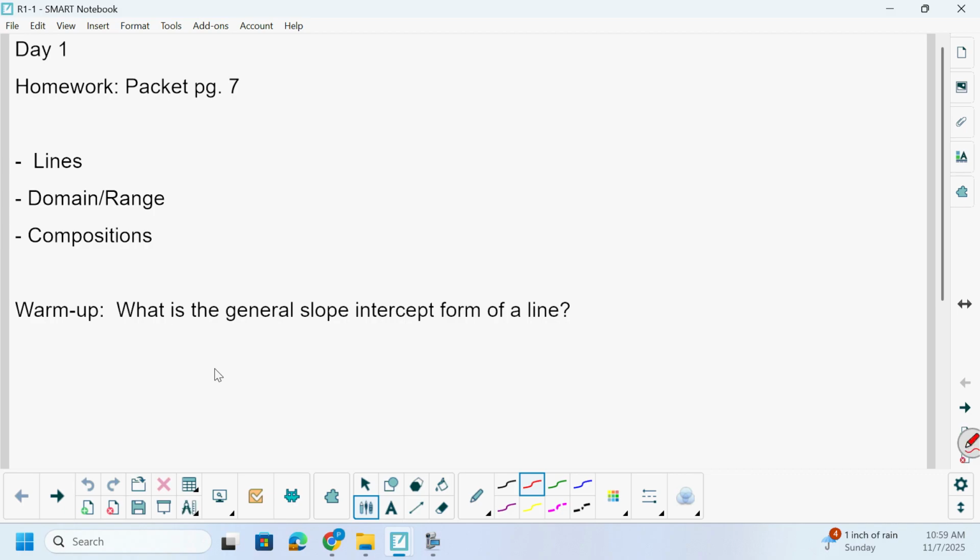So our homework for tonight is going to be packet page 7, and we're going to go through some problems, and I'll highlight when we see problems that are fairly similar to some of the homework ones, so you'll know where to flip it back to. So just general slope-intercept form of a line. We're going to get to that eventually on one of the slides, so I'm actually going to skip over this warm-up. We will need our calculators out today, so if you could be taking those out now.